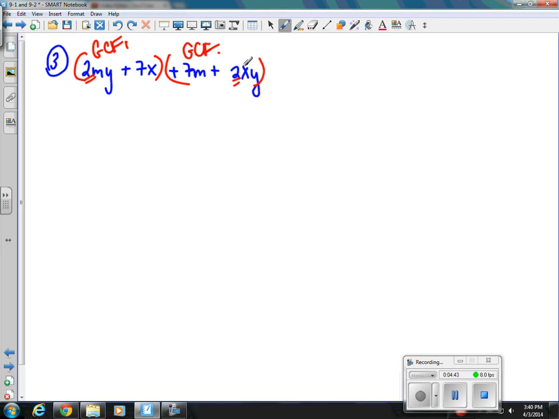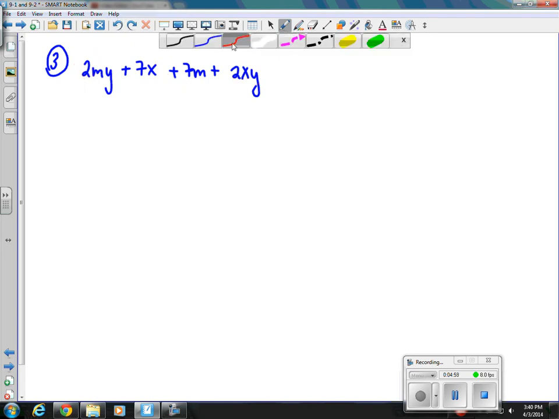Then we check them for variables. Do they both have x's? No. Y's, m's? Nope, no variables in common. So our first nor second group had a GCF, and the whole thing doesn't have a GCF. So this is where in our notes we said if it doesn't have a GCF, we have to change the order. We have to use the commutative property to create a group with a GCF.